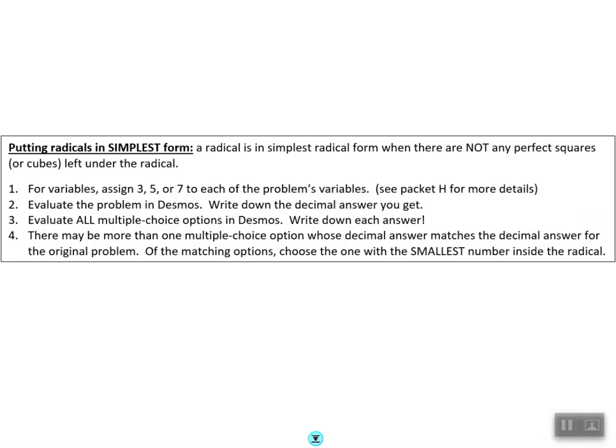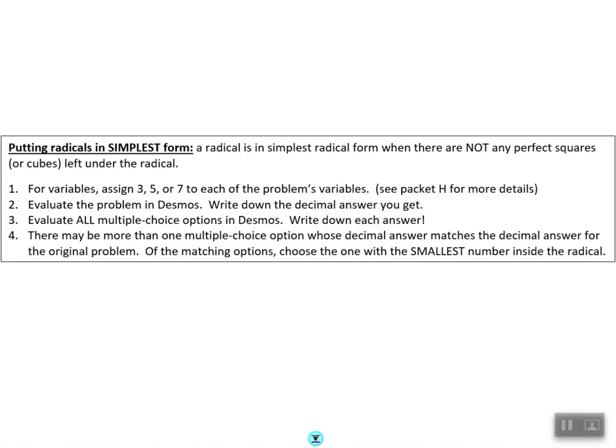Then you're going to evaluate the problem in Desmos. You're going to get a decimal answer, write that down. Then you're going to test all of the multiple choice options by typing those into Desmos, and you'll write those answers down. There might be more than one multiple choice answer that gives you the same decimal as the original problem. If that happens, pick the answer with the smallest number inside the radical.